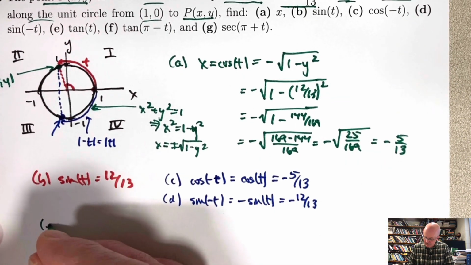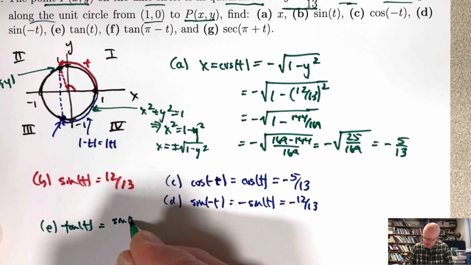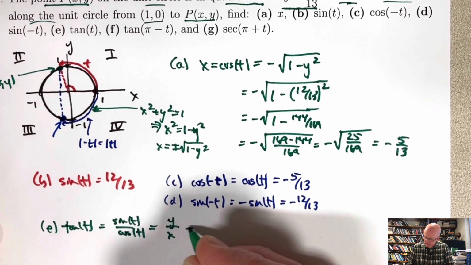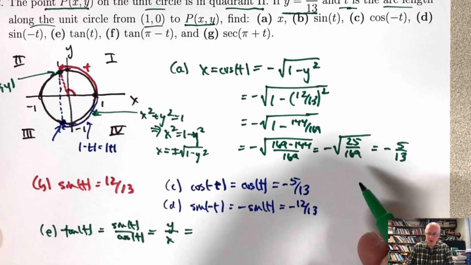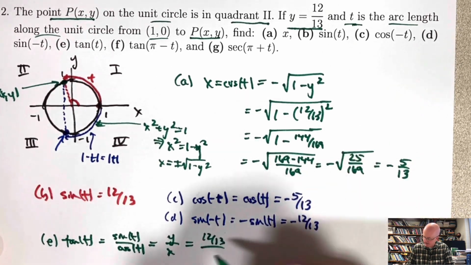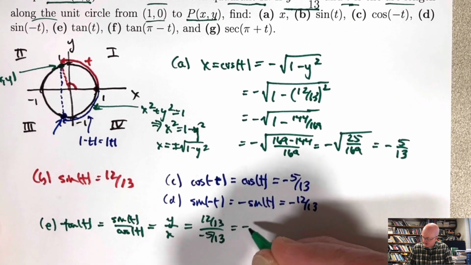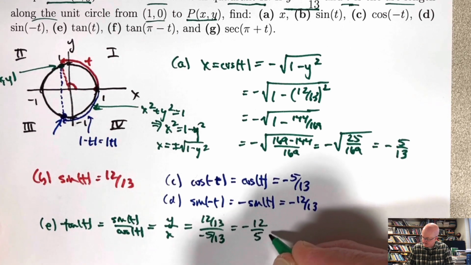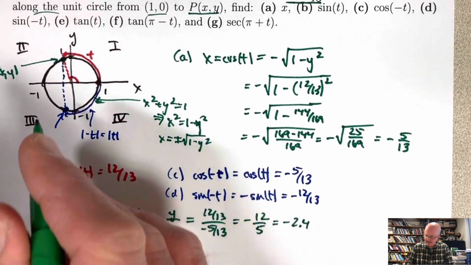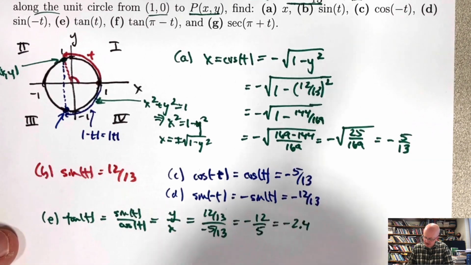Part E, what's tangent of t? Tangent of t can be defined as sine of t divided by cosine of t. In other words, y divided by x. And we found these things already. Again, y is given to be 12/13. That's the sine of t, and we figured out x to be negative 5/13. Here the 13s cancel. The negative sign does not cancel. We're left with negative 12/5. As a decimal, that would be negative 2.4 is the tangent of this value of t here, of that real number t. Part F gets a bit trickier.